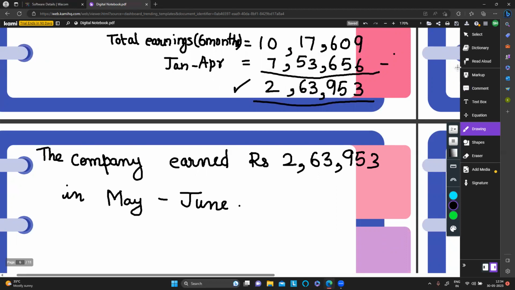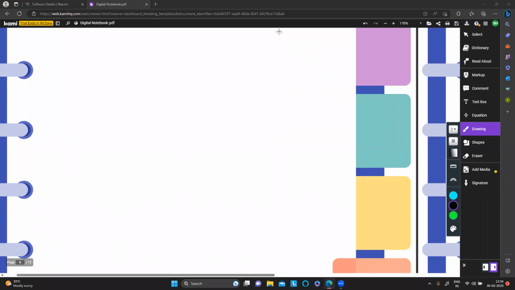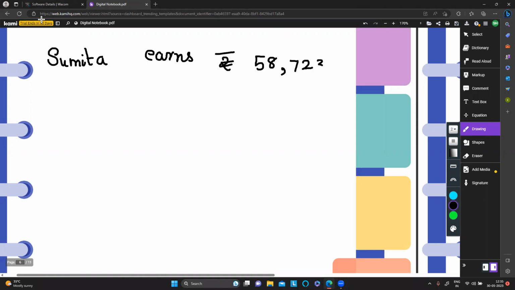So now I'll give you a homework sum and we'll end up with that. Okay, Sumita earns, how much does she earn? She earns rupees 58,723 more than her brother.